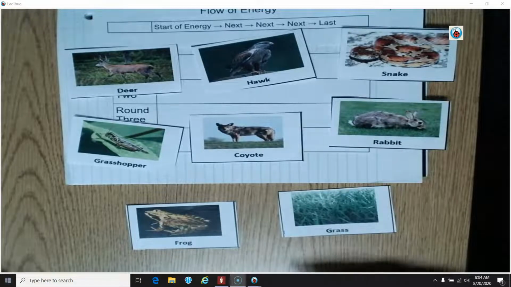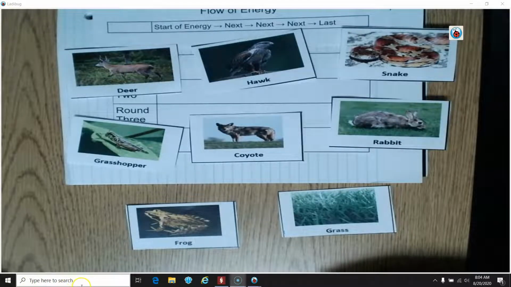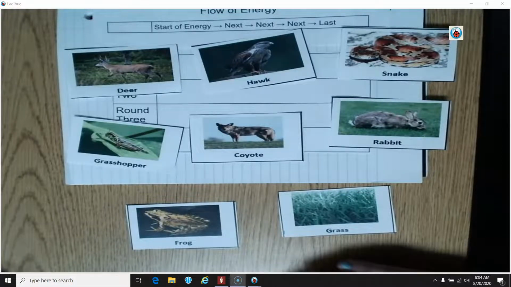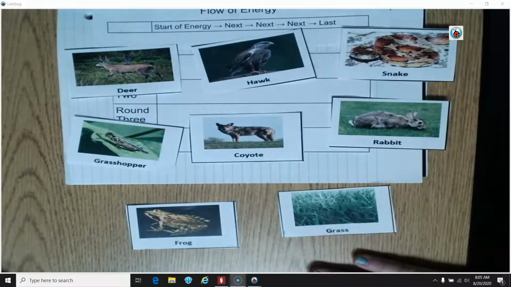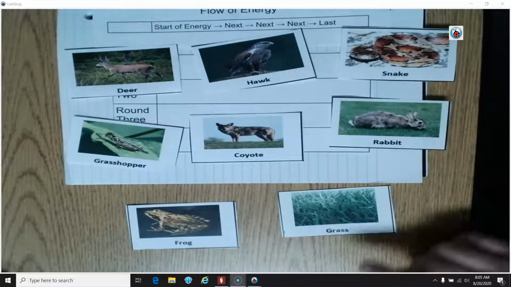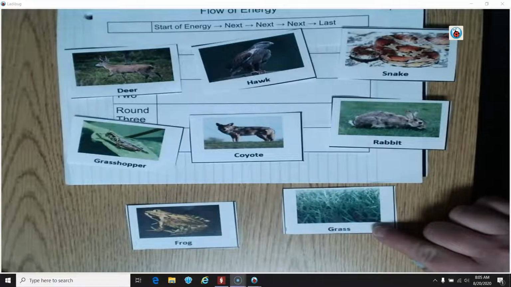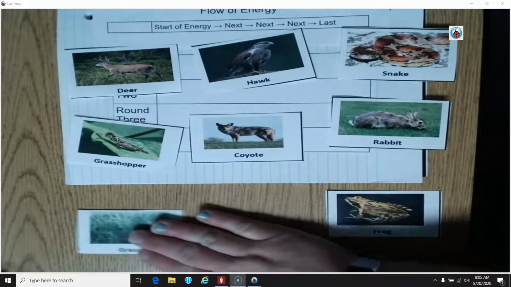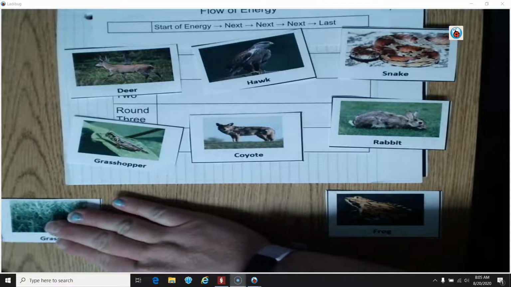Now, I remember that the phenomenon we looked at yesterday started with a green plant, okay? And when I look at all of these organisms, I only see one thing that's a green plant. So I'm thinking I'm probably going to need to start with this. I'm thinking that this is where my energy is going to start moving from this producer into my consumer. So I'm going to put that first.